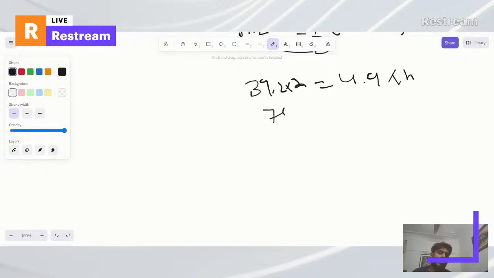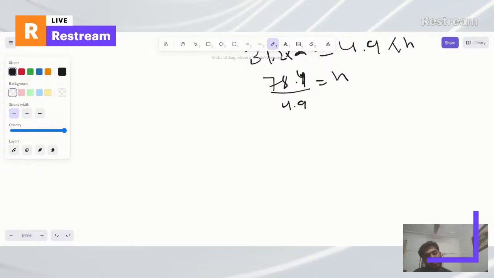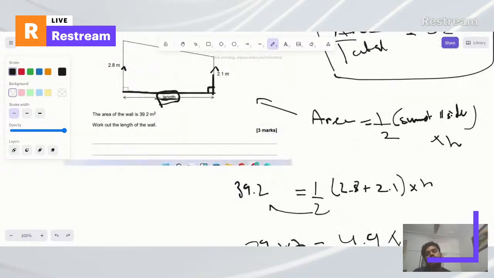So 78.4 divided by 4.9, and now you're going to be left with the height. So the length of the height would be 16, right? So you now have the value of 16 for the height.